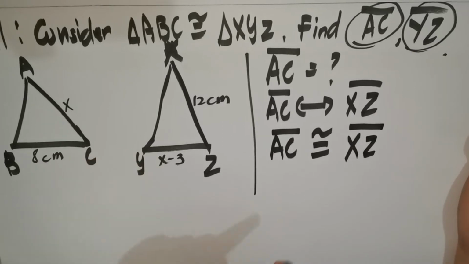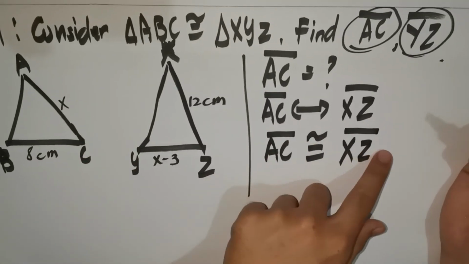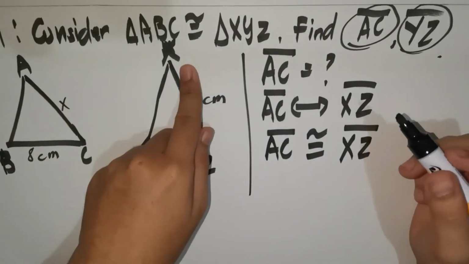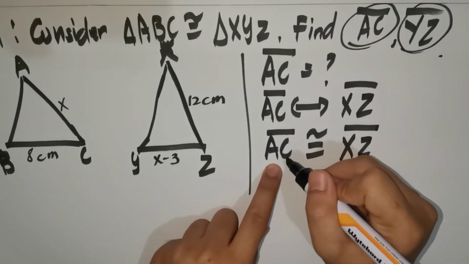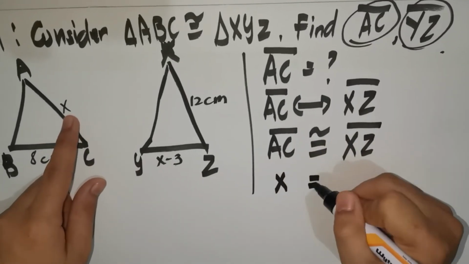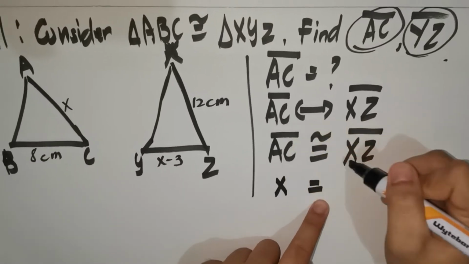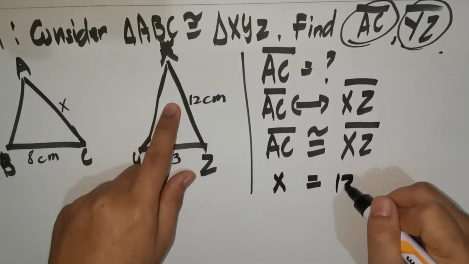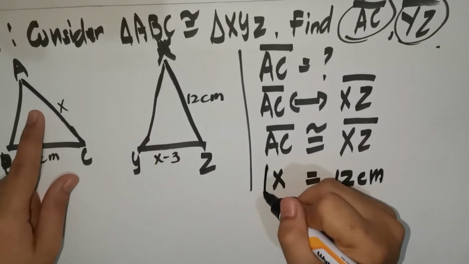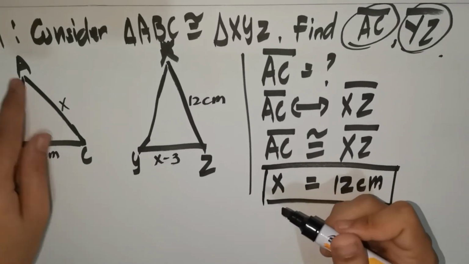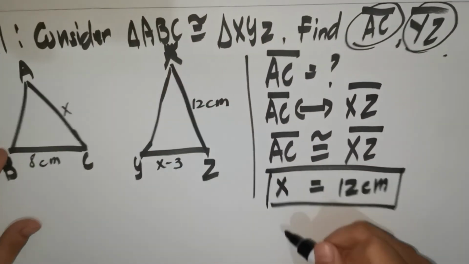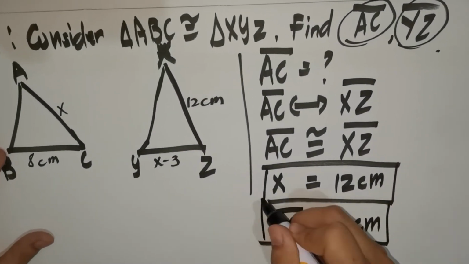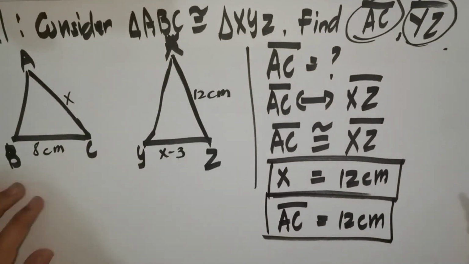XZ. Now, if they are congruent, alam na natin yung relationship, alam na natin yung given, what can we say about their measures? So, you have the measure of AC is X, and that is equal kasi congruent yung dalawang parts, meaning the values are equal. Since XZ is 12 cm, meaning X is 12 cm. And yung X po yung measure ng AC, meaning AC is equal to 12 centimeters. Basic? Okay.